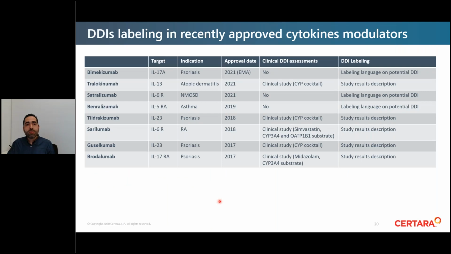In this table, you have the summary of the recently approved cytokine modulators and how the labeling was prepared for these drugs. You can see that for these examples, the labeling was consistent with the FDA recommendation, meaning that for some drugs, they didn't conduct any clinical DDI studies, but they included specific labeling language to inform about the potential DDI and its impact on other drugs. On the other hand, there are other drugs where they conducted the specific clinical studies using the CYP cocktail approach, and then they described the study results in the labels.